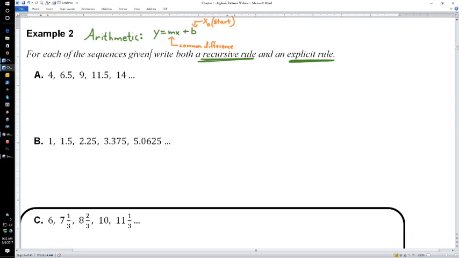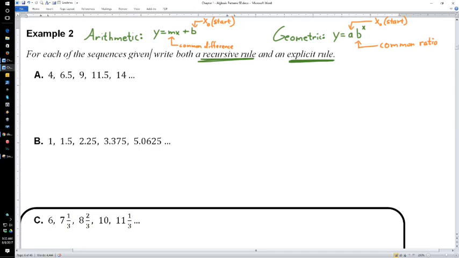Okay? A geometric series you're probably not quite as familiar with. So geometric, actually let's capitalize it. For geometric series, it is y equals a times b to the power of x, where in this case a is your x of 0, that's your start, and b is your common ratio. Okay? So these are the explicit rules, and we're going to be dealing with explicit rules more than anything else. Alright?